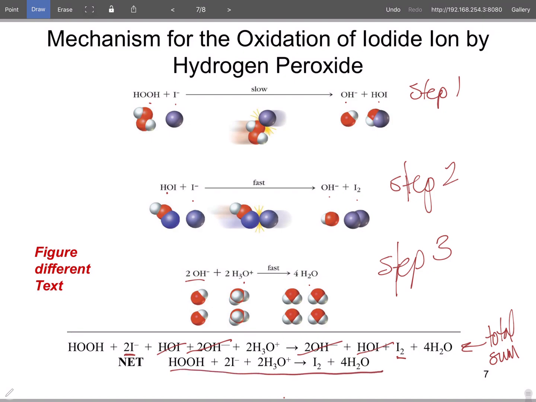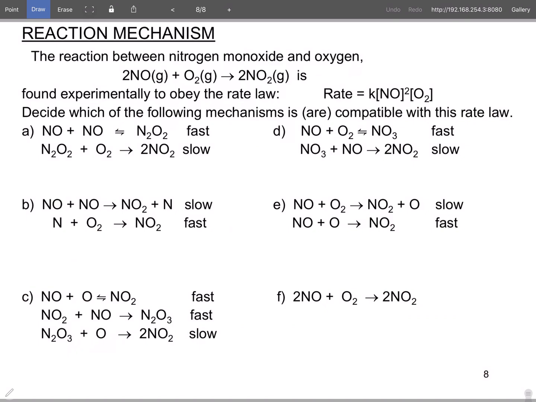So what we say about these species is that they're not there initially and reproduced at the end. So they're not a catalyst. So these two are intermediates for the reaction. Okay? So this begs the question, will any reaction mechanism do?